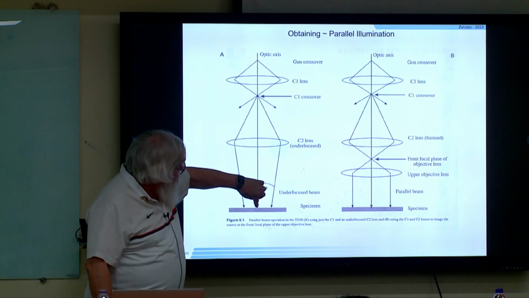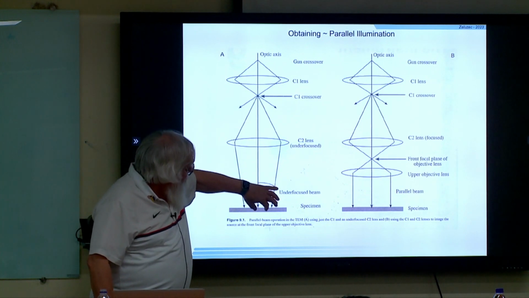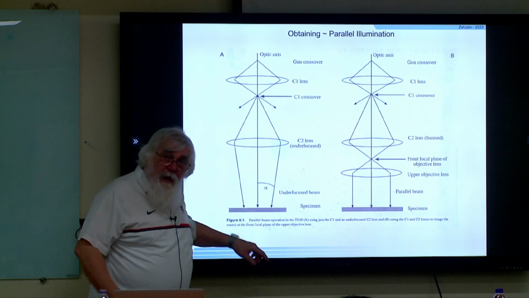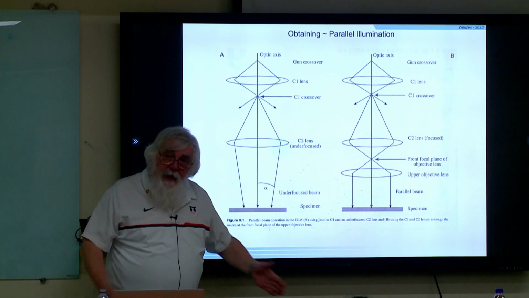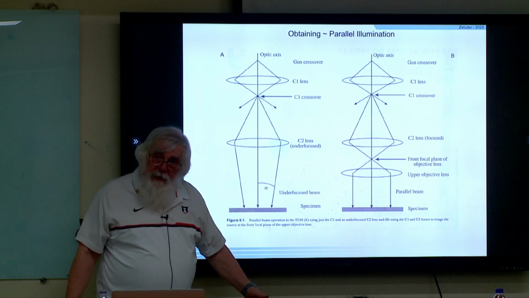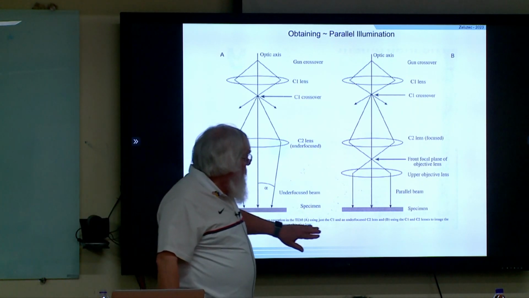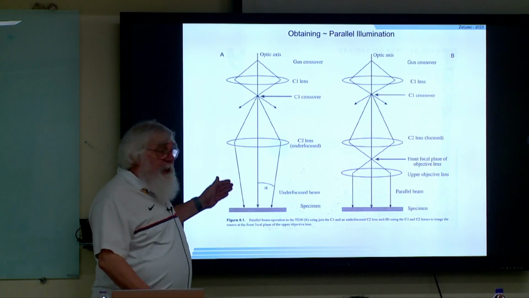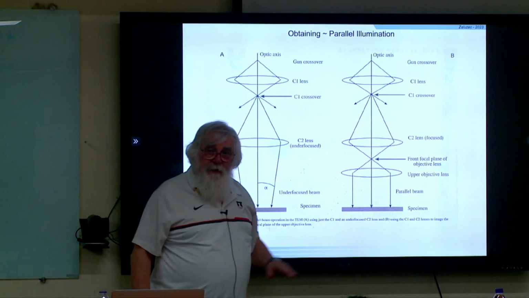So when it's focused here, when I weaken the lens, the focal point moves down. The more I weaken the lens, the more parallel the beam becomes. Okay? Remember that. And ideally, when it's as weak as possible, I have a parallel illumination of the sample.